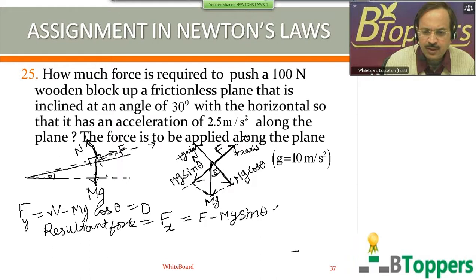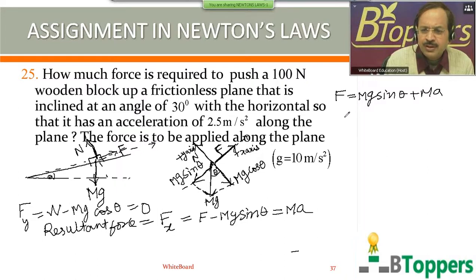According to Newton's second law, resultant of all the forces acting on the block will be equal to product of its mass and acceleration. So magnitude of the force applied on the block parallel to the inclined surface has to be equal to mg sin theta plus ma. So we are given the weight mg of the block as 100 newtons.